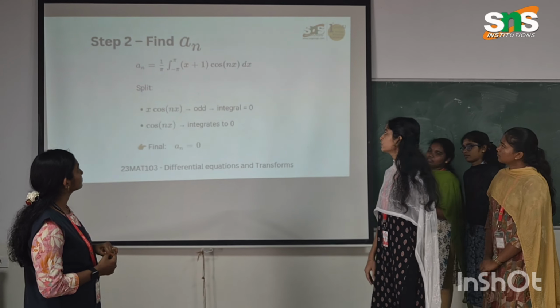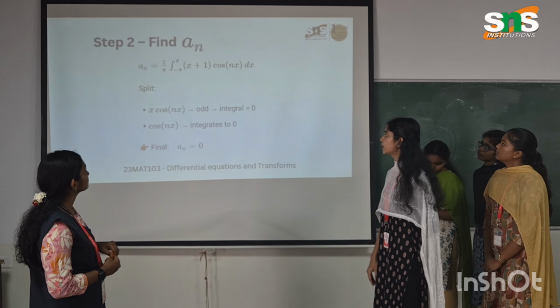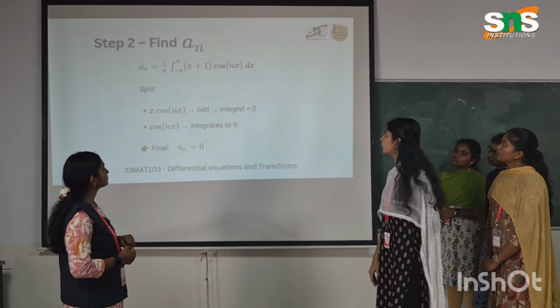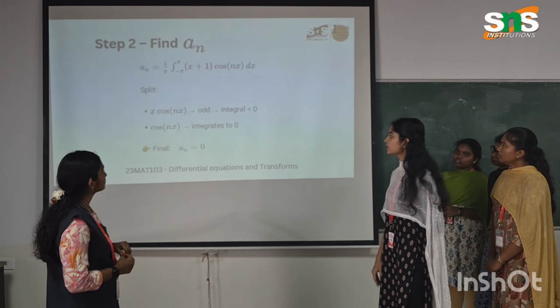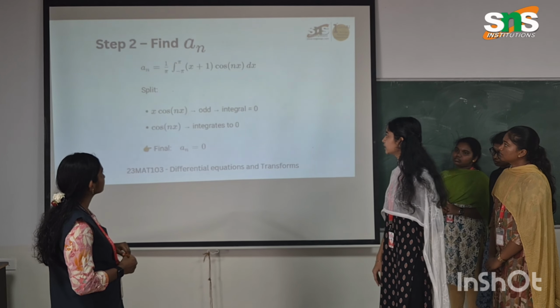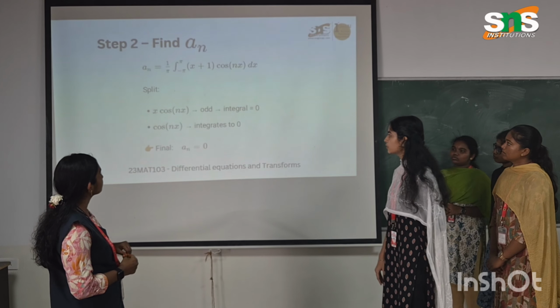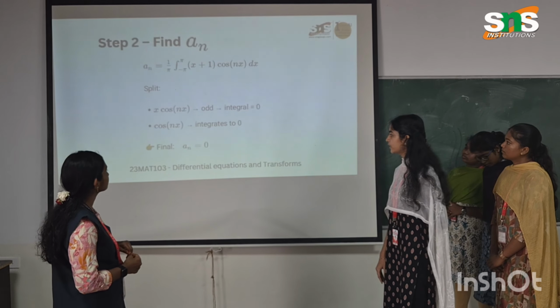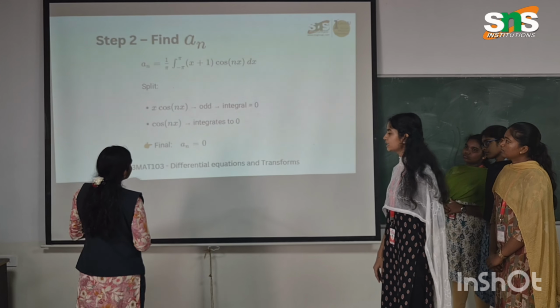So next we are going to find an, where an is equal to 1 by pi integral from minus pi to pi of x into 1 into cos of nx dx. Here we are splitting the component x into cos of nx, and it is odd. Therefore, the integral value becomes 0. Next we have cos of nx, and it becomes 0 on integration. Finally, we have the value of an equal to 0.